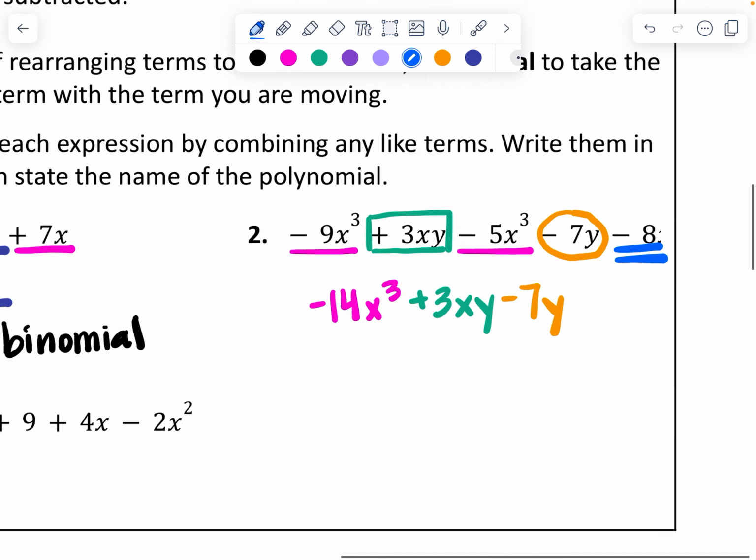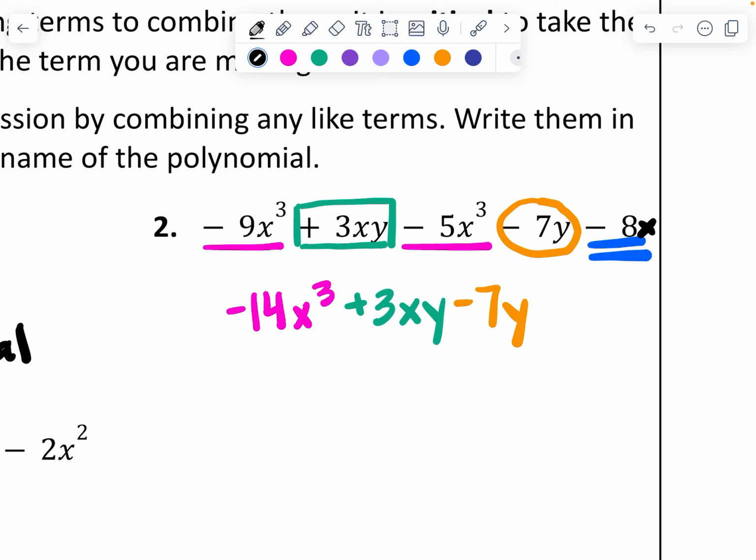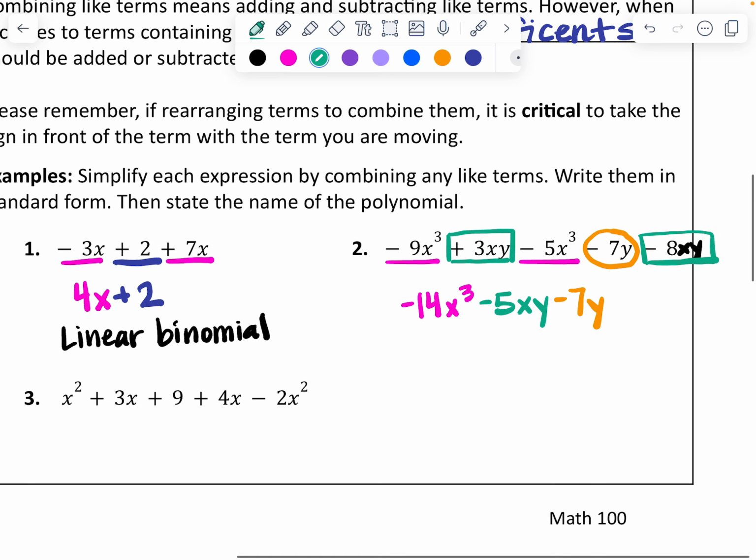Actually, sorry, it's cut off on my page. xy. Sorry about that. I'm going to have to go back and change this one because I can combine that. Negative 8xy and positive 3xy is negative 5xy. So now I've combined all of the terms. And to name this, there are 3 terms, so it's a trinomial. The degree is 3, so this is a cubic trinomial.